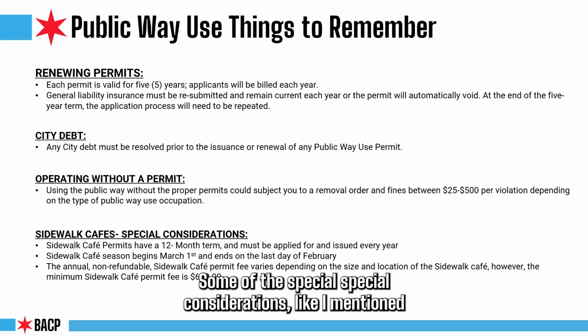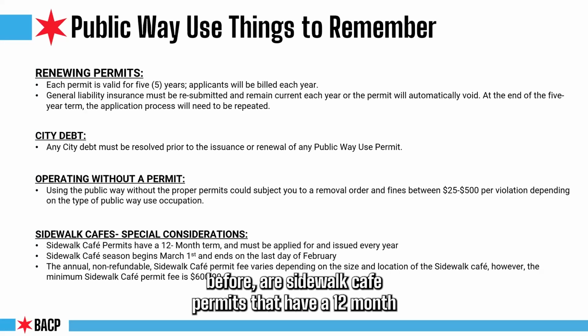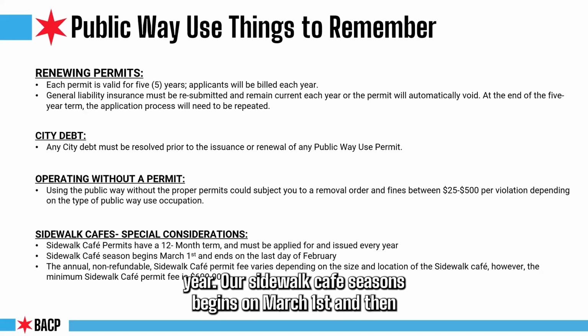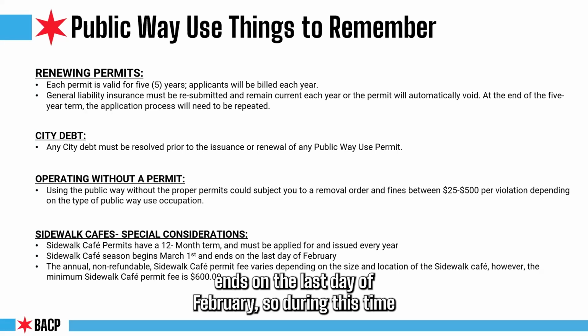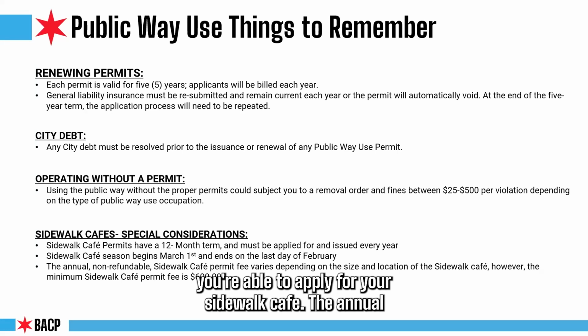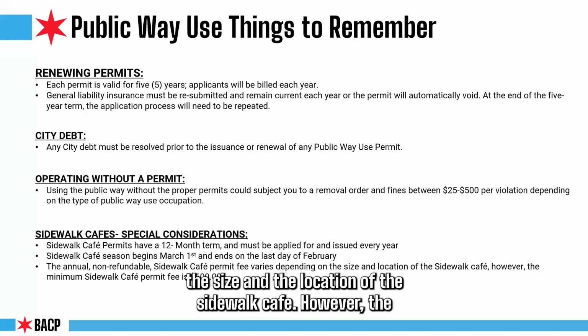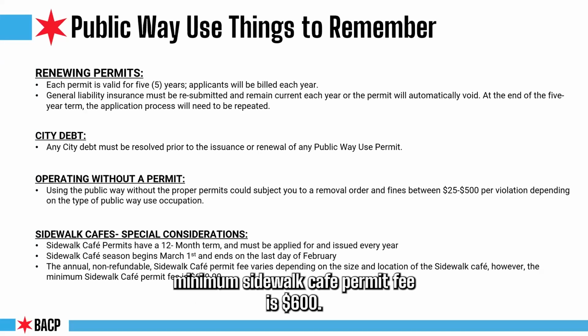Some of the special considerations, like I mentioned before, are sidewalk cafe permits that have a 12-month term, and they have to be applied for and issued every single year. Our sidewalk cafe season begins on March 1st and ends on the last day of February. During this time, you're able to apply for your sidewalk cafe. The annual non-refundable sidewalk cafe permit fee varies depending on the size and the location of the sidewalk cafe. However, the minimum sidewalk cafe permit fee is $600.